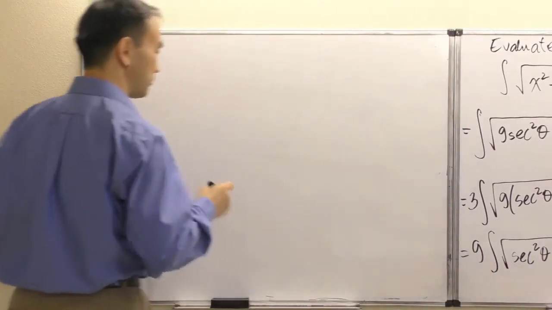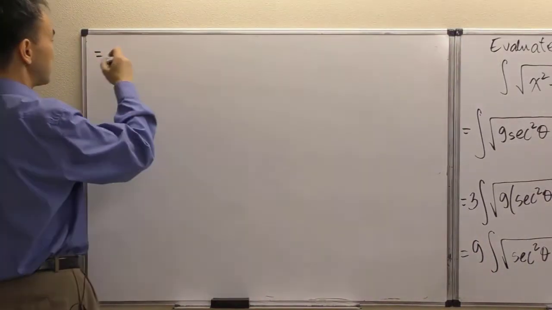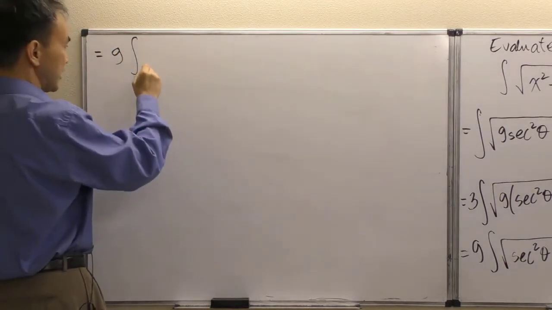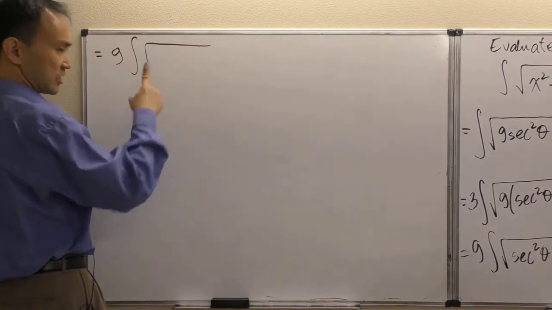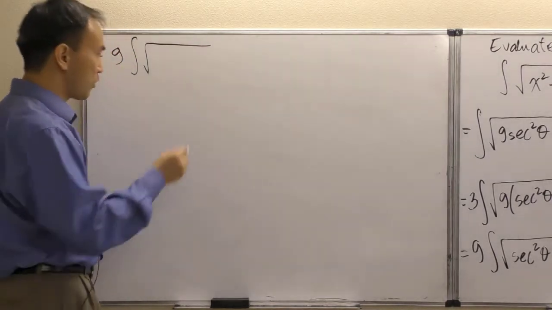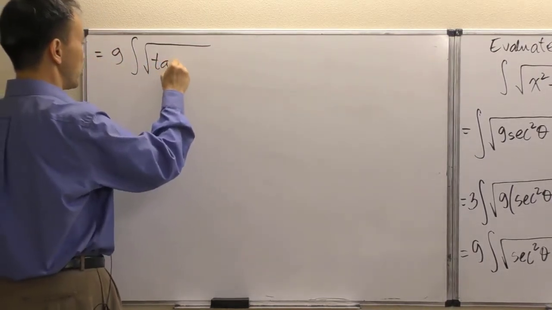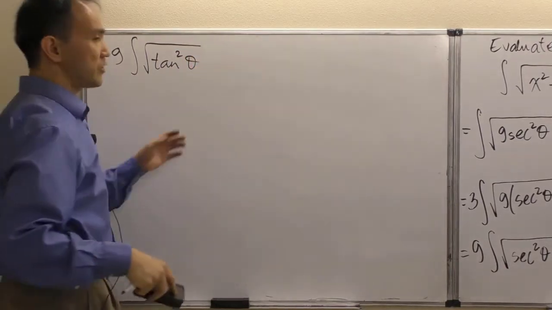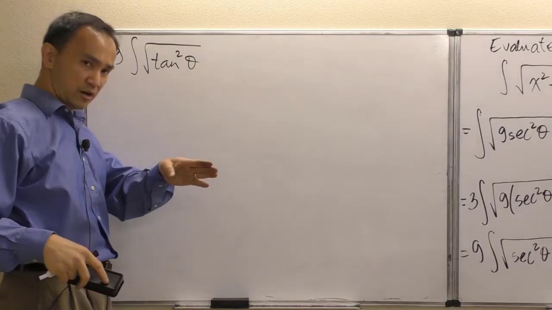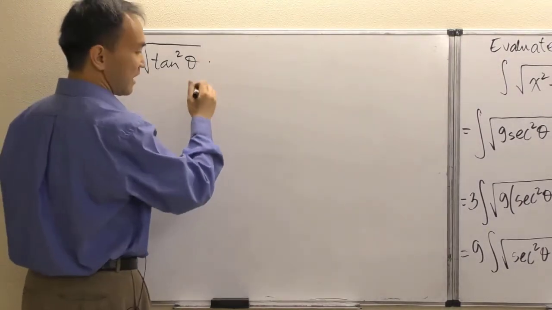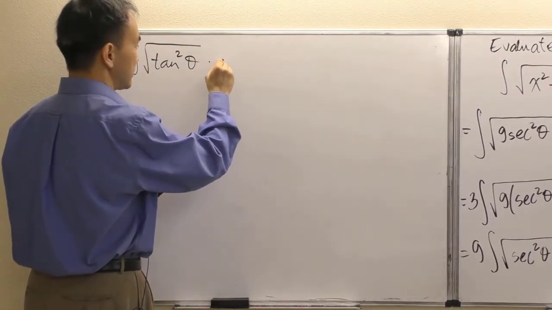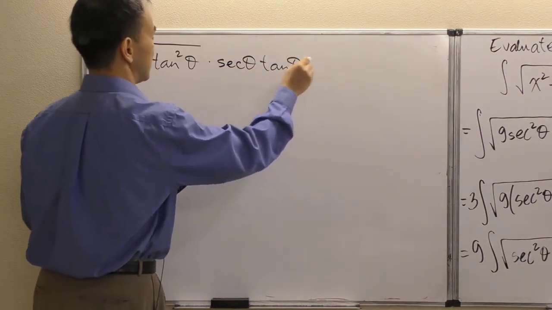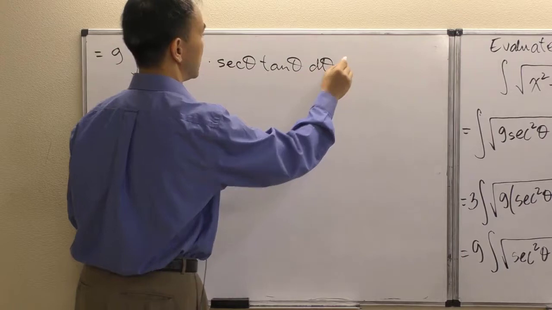All right, and so on this board right here, we're looking at 9 times the integral. As I said earlier when I was still on the other board, secant square of theta minus 1 can be written as tangent square of theta. Then the expression inside the square root became tremendously shortened and simplified, and now I still have that secant of theta times tangent of theta with the d theta here.